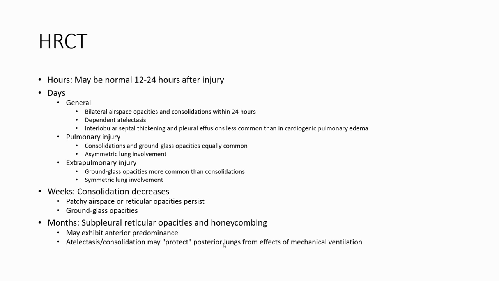Pulmonary injury: consolidation and ground glass opacity equally common, asymmetric lung involvement. Extrapulmonary injury: ground glass opacity more common than consolidation, symmetric lung involvement. Weeks later, consolidation decreases, patchy airspace and or reticular opacity persists, ground glass opacity. Months later, subpleural reticular opacity and honeycombing may be seen, with anterior predominance. Dependent consolidation may protect the posterior lung from the effect of mechanical ventilation.